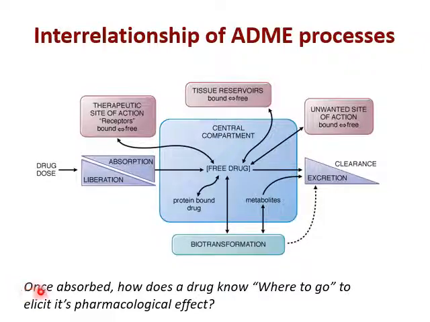Now, I have the question here below. Once absorbed, how does a drug know where to go to elicit a pharmacological effect? For example, let's say we have a drug for headache. How does it know to go to the brain? Well, I hope you can sense intuitively that a drug is just a molecule. It has no idea where to go, what the site of action is. It just goes essentially where the blood takes it.